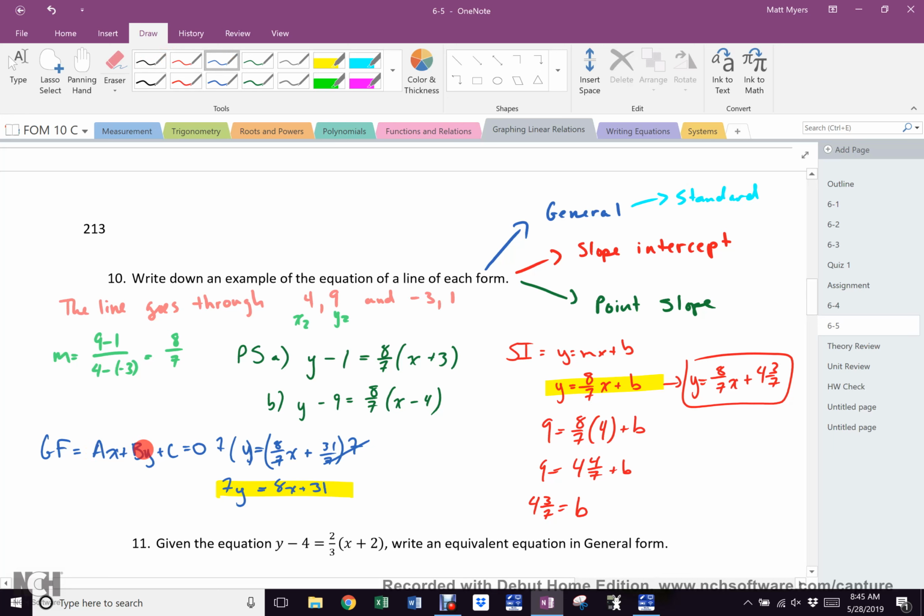Because, I'll explain, isn't plus negative 3 the same as minus 3? That's why that's allowed. This guy has nothing in front of him. He has to be positive. So it's going to be 8x, then what? 7y plus 31, and what does all that equal? 0. And there are all three forms.